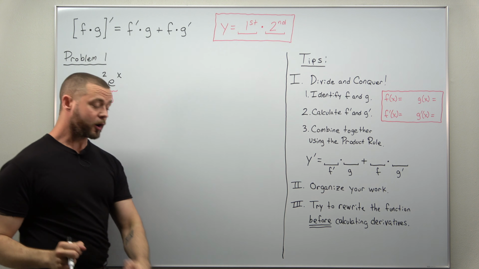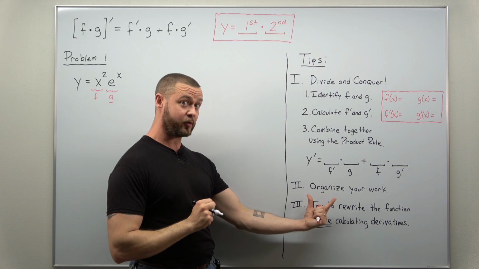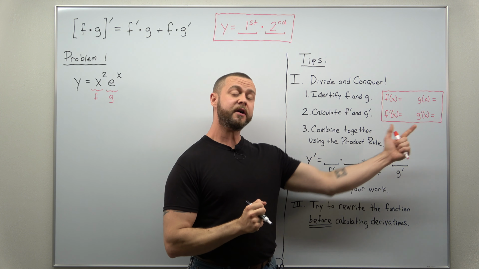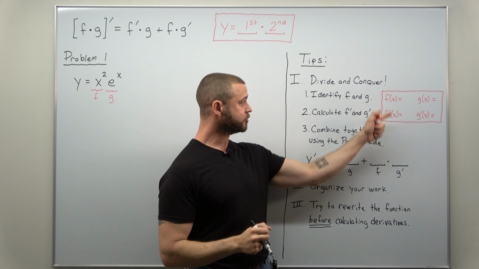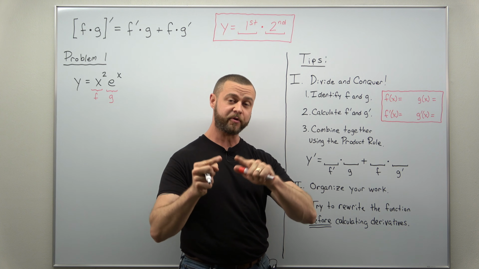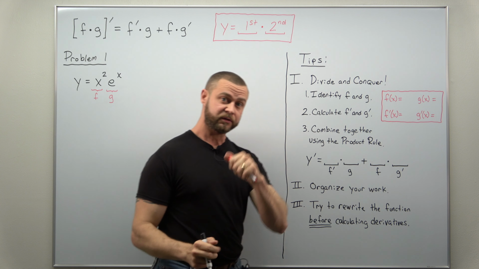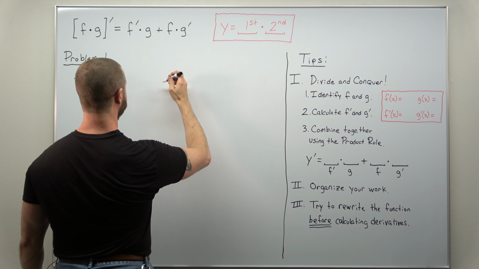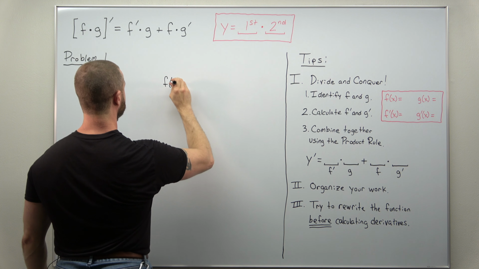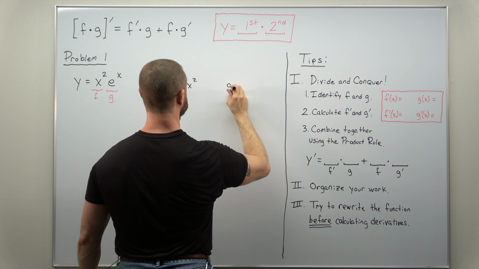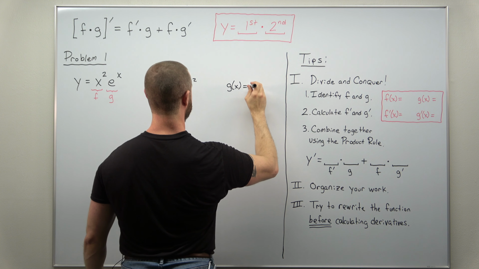Now, with your work, which is tip 2, you want to have it organized. I'm always going to write it as follows here. Your professor might have your terms f, g, f prime, and g prime arranged differently, but it's equivalent. So let's go ahead and write them down. We're going to say f of x is x squared, and g of x is e to the x.